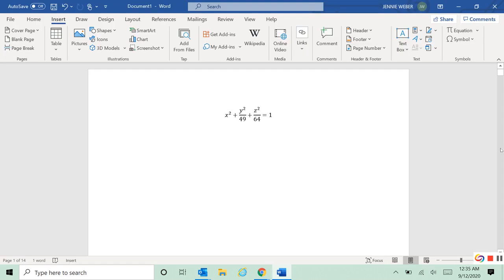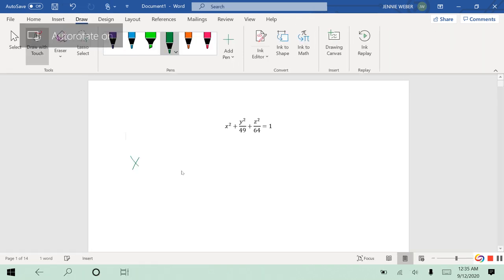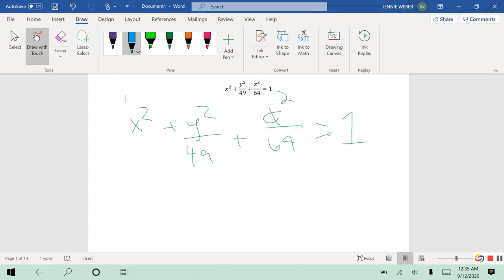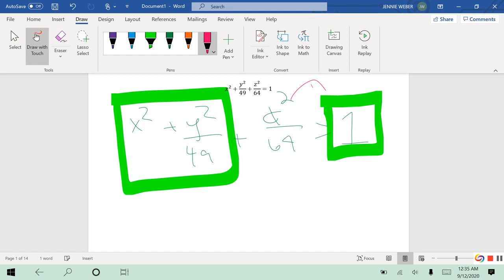So we have to figure out what a and b are in our regular ellipse formula. So what I'm going to do here is start by rewriting this. This is x squared plus y squared over 49 plus now d squared over 64 equals 1. Now I want to just have this part, which is the regular ellipse, and then I want a 1 over here. So first I'm going to move this over here. So I have x squared plus y squared over 49. So then I get 1 minus d squared over 64.